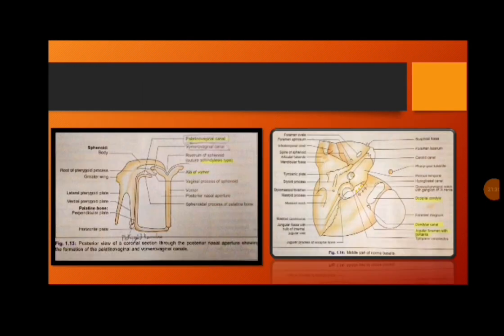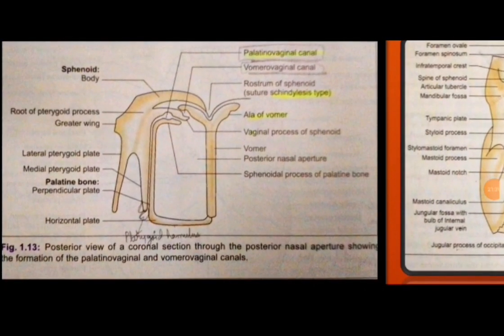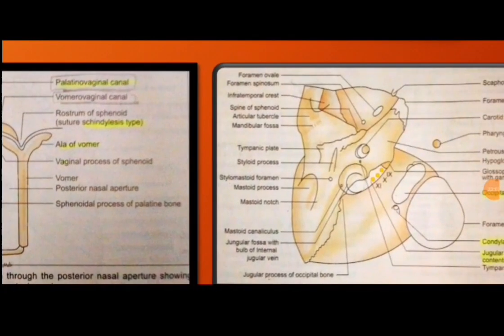Then we will see the vomer bone, that is the ala of vomer, then the vaginal process of sphenoid, the palatine bone, medial and lateral pterygoid. In the palatine bone you can see the perpendicular plate and horizontal plate. This is a coronal section of the nasal aperture. This is a posterior view of the nasal aperture.